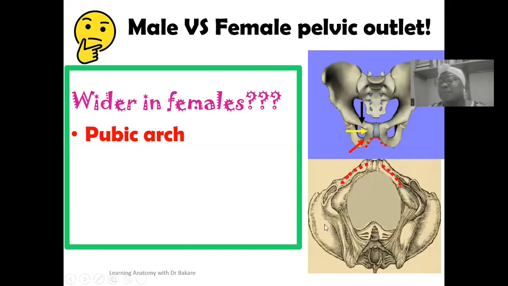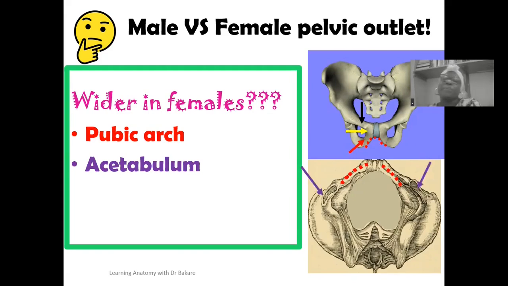So if this pubic arch is wider, it means that the acetabulum, of course, will also be spread wider apart. So you have a wider acetabulum in the female pelvis when compared with the male pelvis. This is because of the extension or expansion that is created by the pubic arch. Because as it increases in terms of its expansion, it's also going to be pushing the acetabulum more widely apart. And this is the kind of presentation that you see in the female pelvis.